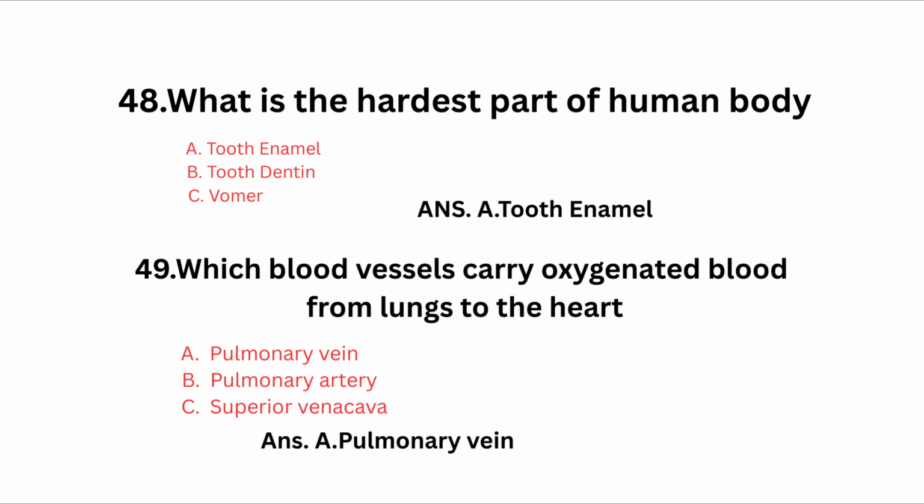48. What is the hardest part of the human body? A. tooth enamel. B. tooth dentin. C. vomer. It's a part of the nasal bone complex. A. Answer is tooth enamel.